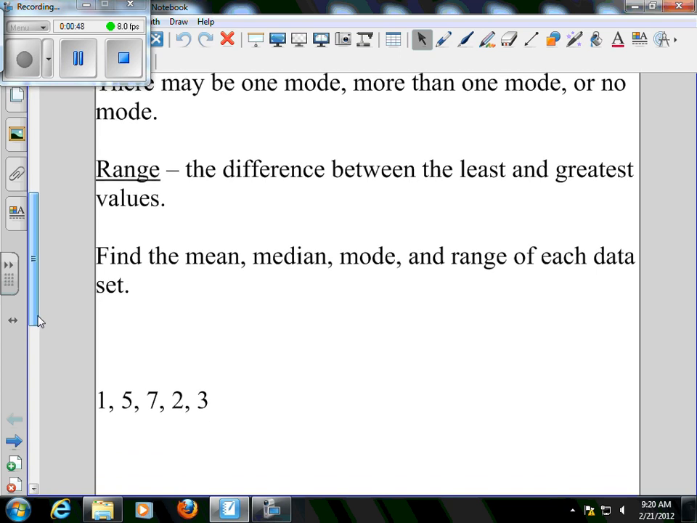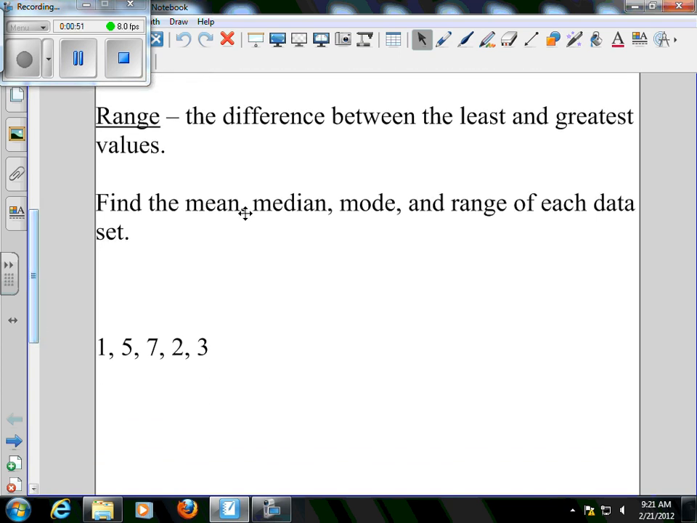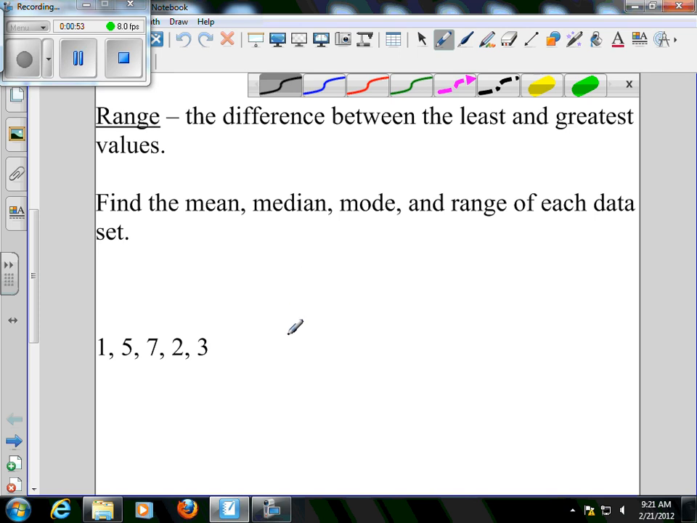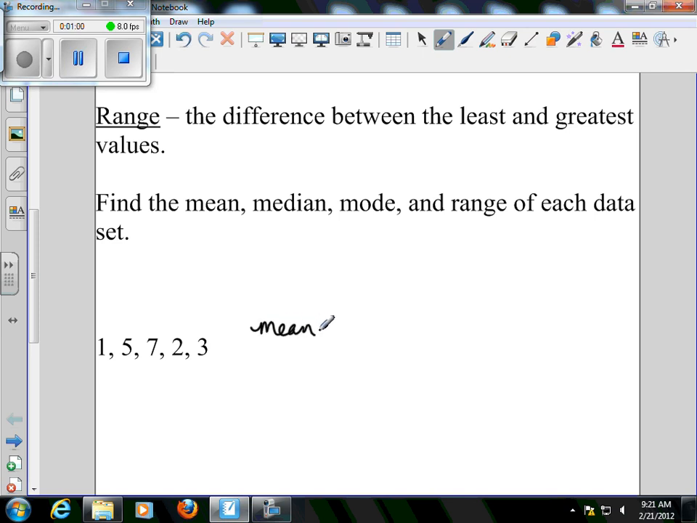Now, what we want to do is find the mean, median, mode, and range of each data set. So here we have 1, 5, 7, 2, and 3. To find the mean, we're going to add 1 plus 5 plus 7 plus 2 plus 3. And we are going to divide that by the number of values, there are 5. So we end up with 18 divided by 5, which gives us 3.6 for our mean.